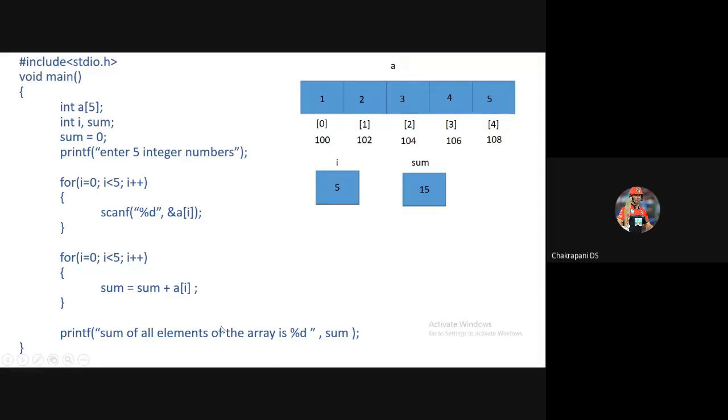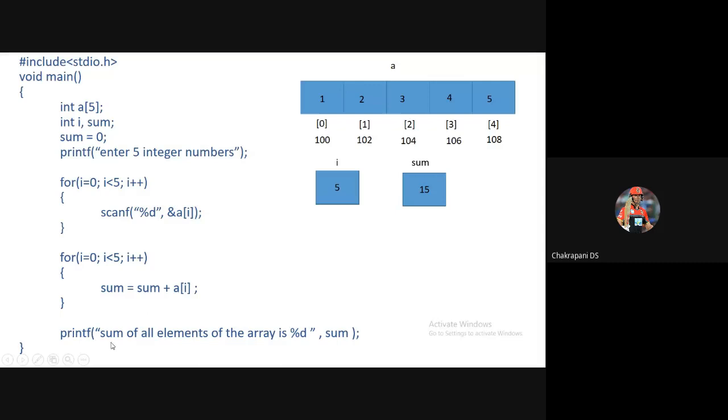Before I write the printf statement, after this for loop, I'm going to write AVG is equal to sum divided by the total number of values in the array. Total number of values is 5. So that expression I have to write: sum divided by 5. That result will be stored in a variable called AVG or average.